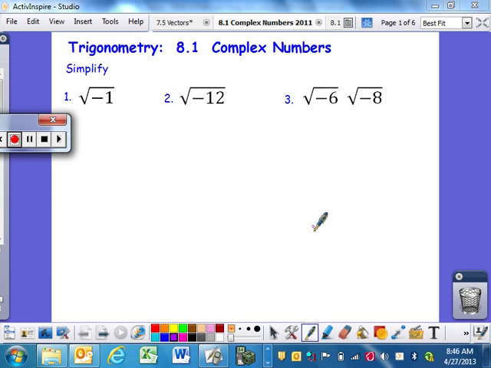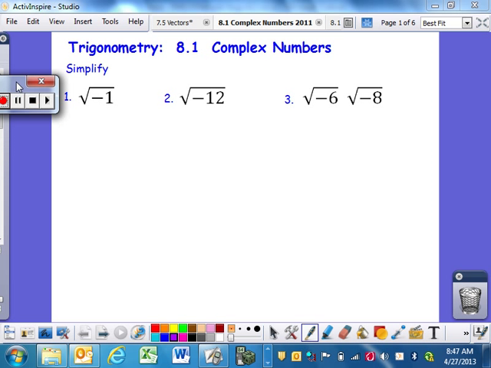Alright, this is section 8.1, so the last chapter, first section. This is going to be all about complex numbers. All of you have seen complex numbers at some point before, so hopefully some of this is just a refresher to your memory. Before we get started, I just want to go through a couple of very simple radical things.